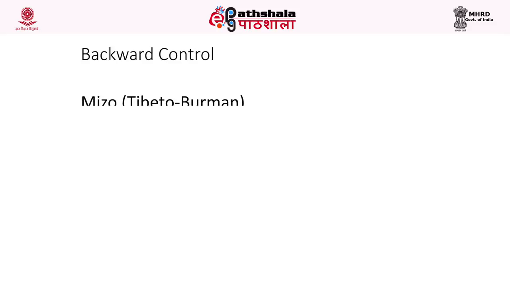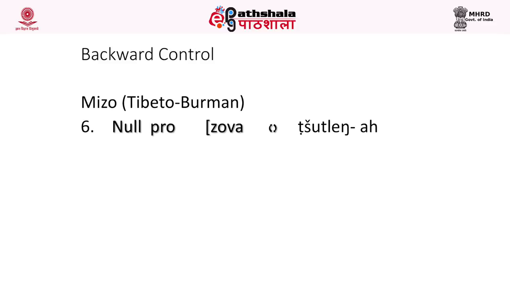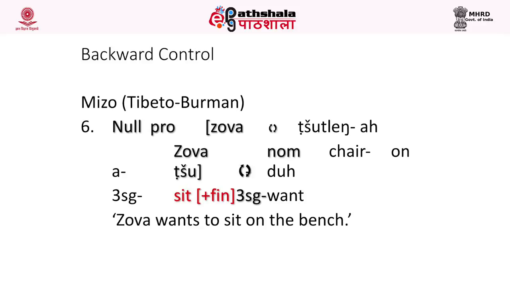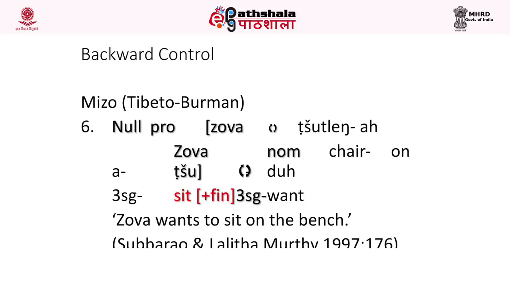Now, why is Zava nominative case marked? If Zava is the subject of the matrix sentence, then Zava should have carried an ergative case marker. But the fact that Zava is nominative case marked indicates that the embedded verb must be minus transitive. That's exactly what it is. True, the verb to sit is minus transitive, but it is plus finite. Why? Because your subject is present here.